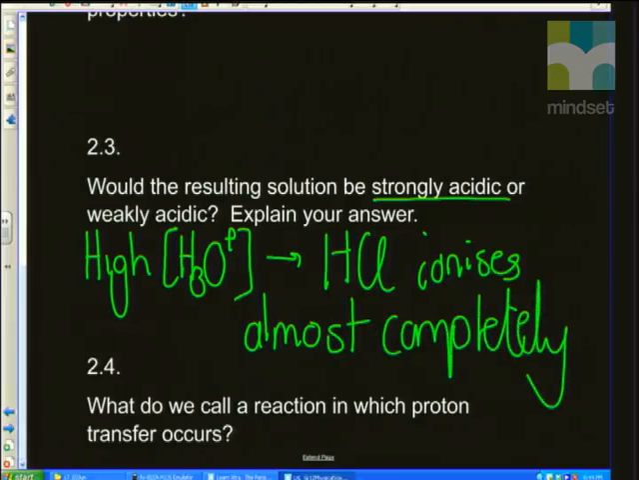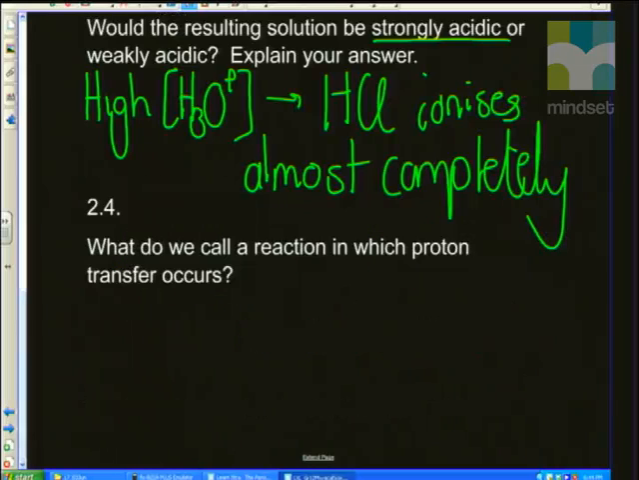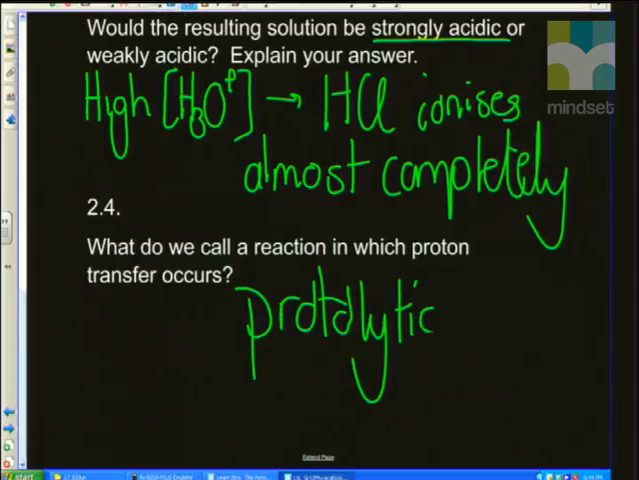Good. Okay, now, what do we call a reaction in which proton transfer occurs? Well, I said to you earlier, this is a protolytic reaction. Okay, it's a protolytic reaction.